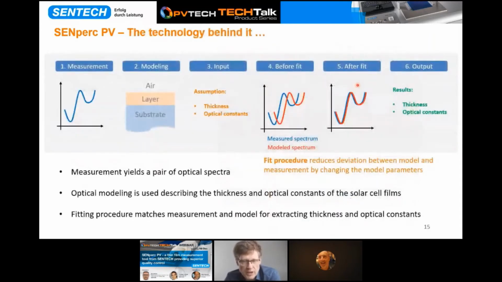And this is the technology behind it. So this is what our optical measurement technique now is doing. Having an optical measurement technique is yielding a pair of optical spectra, here represented just by a single spectrum. And what we have to do now is build an optical model in the computer software, describing our sample. So describing the substrate, which will most likely be silicon, describing the layer stack. In case of PERC front side, it will be silicon nitride. On the back side, it will be a double layer of nitride and oxide. And on top, there will be air.